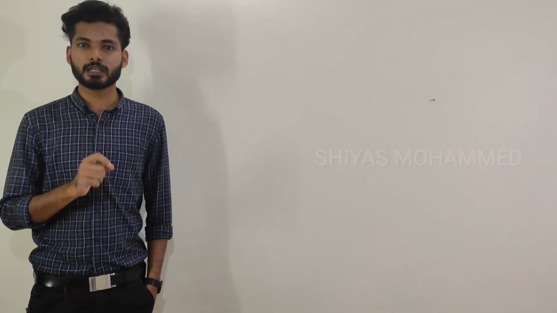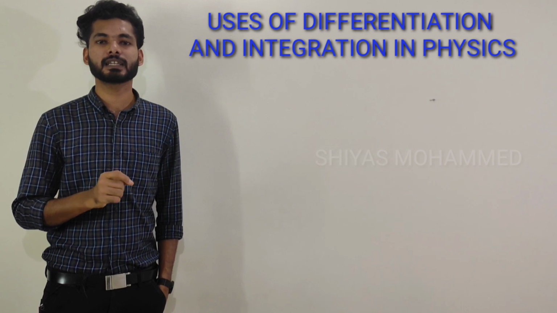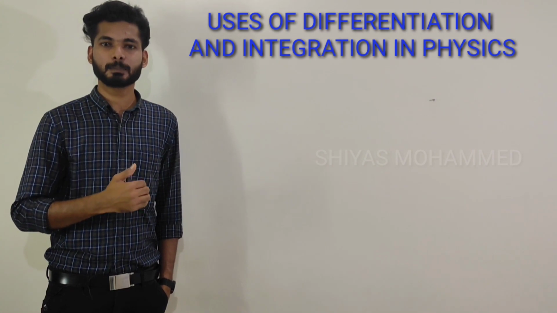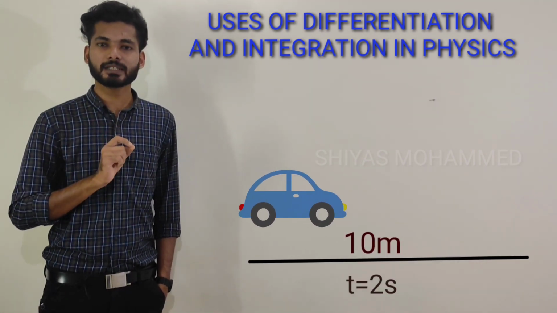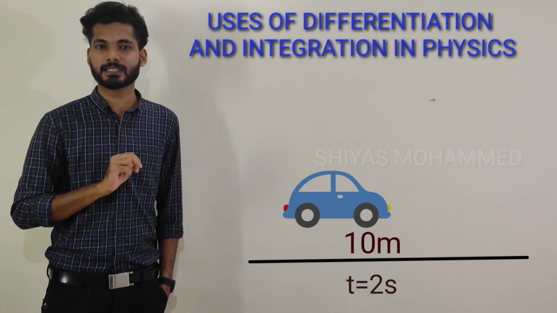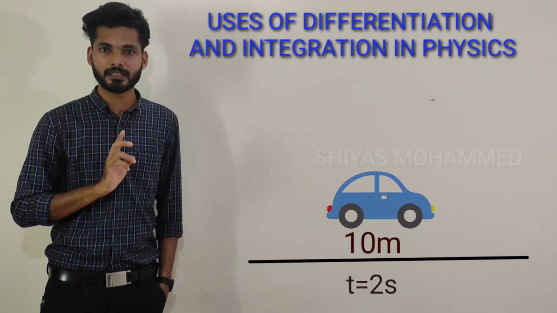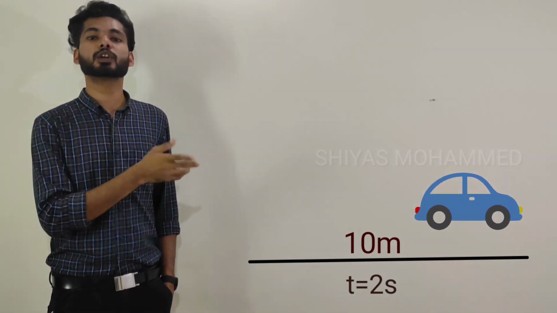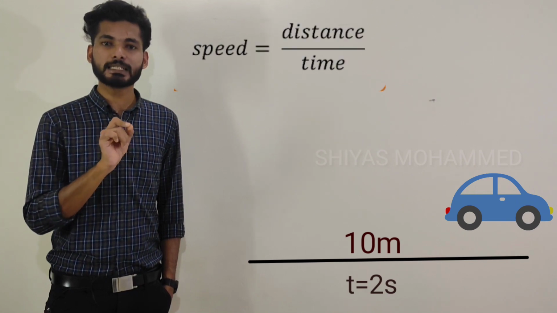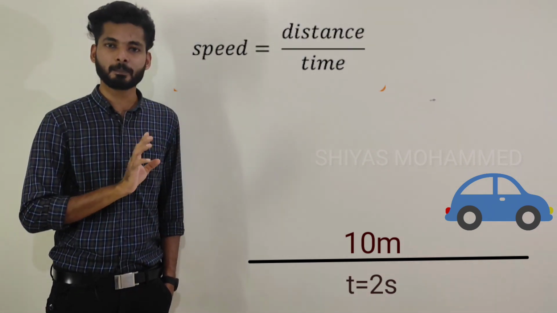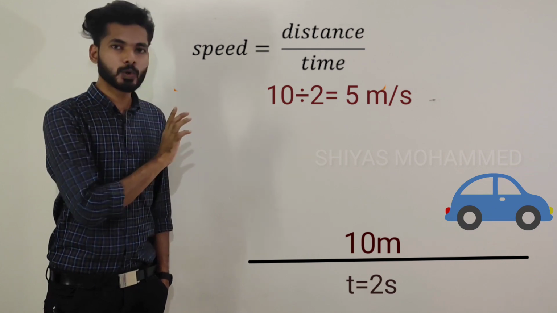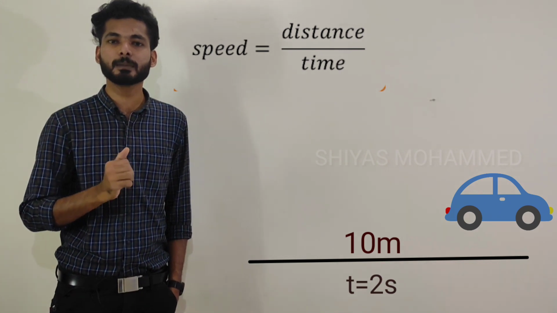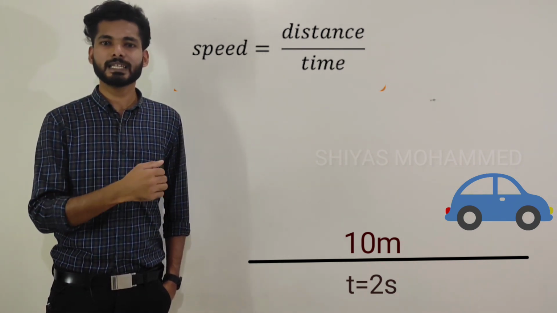So next we can discuss the uses of differentiation and integration in physics, where we are using these two terms. For example, suppose a car is moving. The car had traveled 10 meter in 2 seconds. So the distance covered by the car is 10 meter and it took 2 seconds for completing the 10 meter. Suppose I want to find the speed of the car. So we know that speed is equal to distance divided by time. So here 10 divided by 2 is equal to 5 meter per second. So the speed of the car for the whole journey is 5 meter per second. So that's a very easy process.